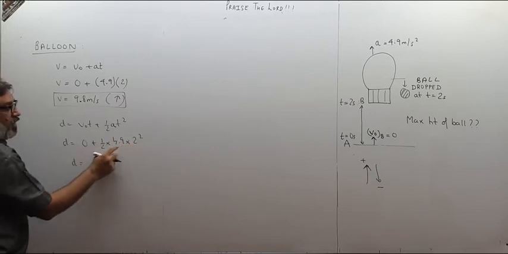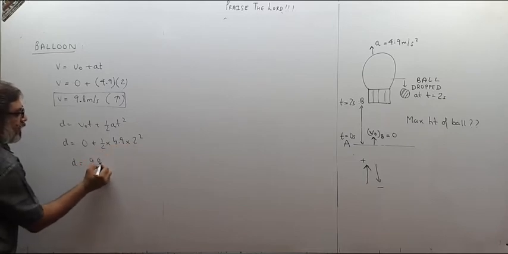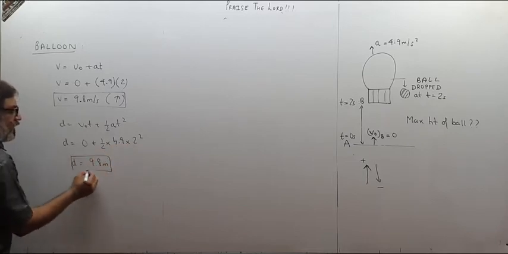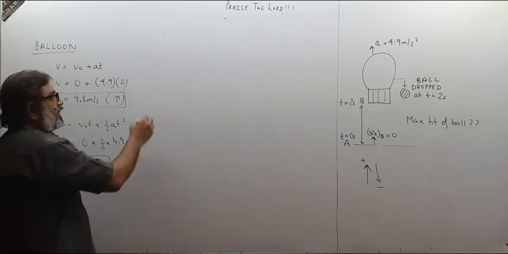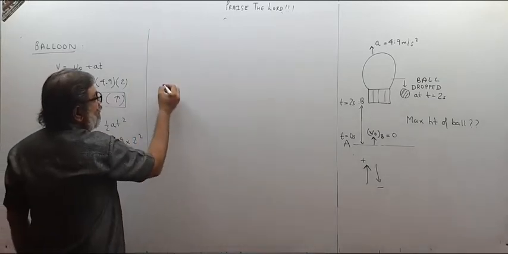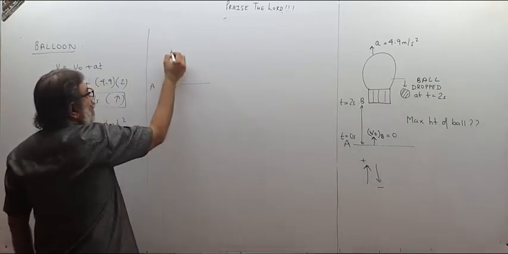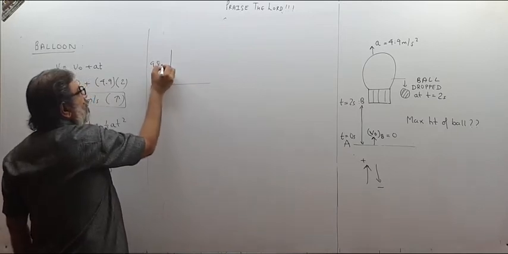So this will be 2 into 4.9, 9.8 meter. So the balloon is at a height of 9.8 meter at t equal to 2 seconds. So we think like this. This is the ground A. This is the height of 9.8 meter.